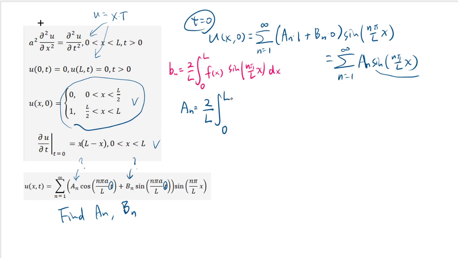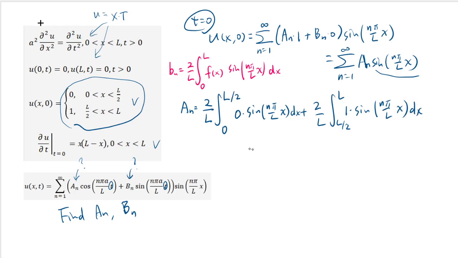So actually what happens is that from 0 to L over 2, you use 0 times sine n pi over L x dx, whereas from L over 2 to L, you use 1 times sine n pi over L x dx. Because the first one is just 0, you only need to integrate from L over 2 to L of sine n pi over L x dx.